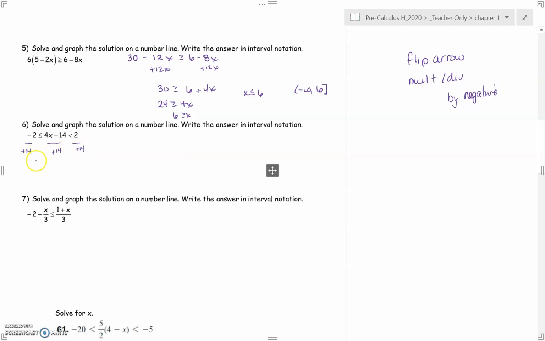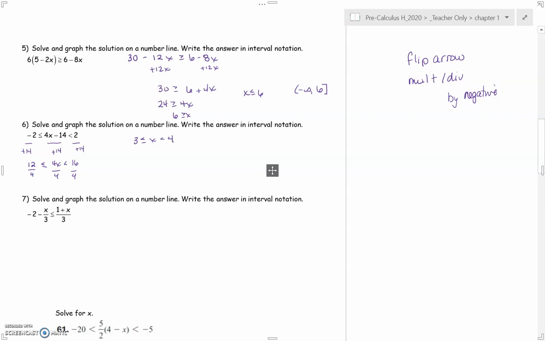So now negative 12 plus 14 is 12. And the 14 cancels out, so we have 4x. And again, 2 plus 14, we have 16. So we're trying to isolate the x. So now we have to divide by 4. So again, we're going to divide by 4 3 times. And now we're left with our answer.